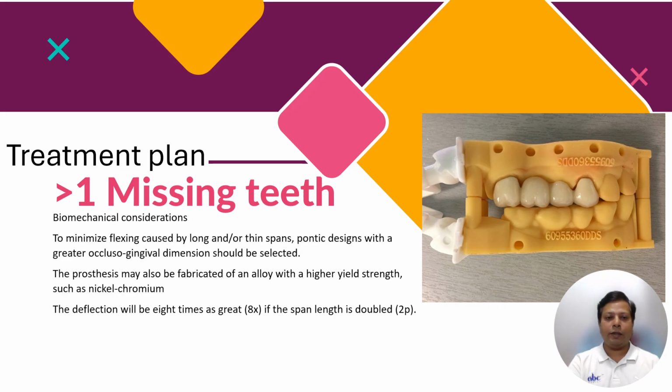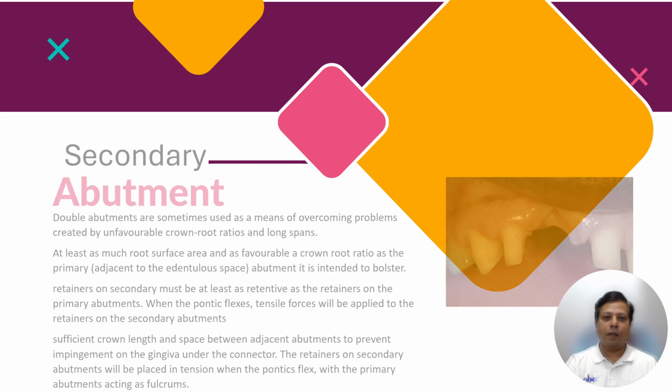So basically in long span bridges, the deflection will be 8 times greater if the span is doubled from single to 2. So the consideration we need to take into account to minimize flexing is that pontic designs with a greater occlusogingival dimension should be selected, and the prosthesis may also be fabricated with an alloy with a higher yield strength such as nickel chromium.